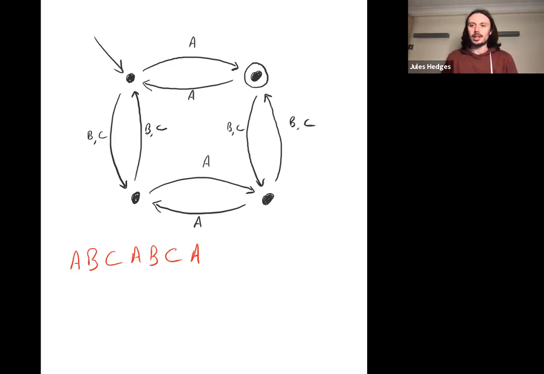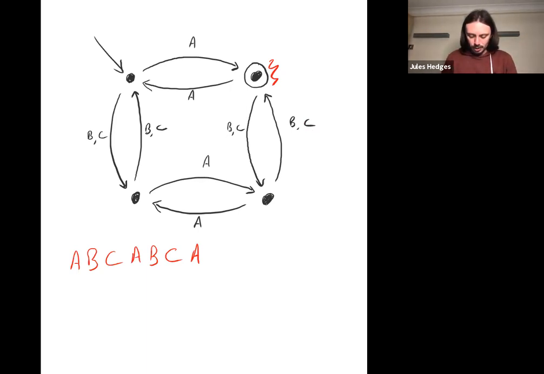And then we repeat. So the second letter is B. So we find the arrow out of the state that we're in, labeled by B, namely this one. And so we go to this state. Then we see the letter C. So we find the arrow out of that state labeled by C, namely this one, and we go back to this state. By the way, the arrows which are labeled with B, comma C are really a shorthand for 2 different arrows, one labeled by B and one labeled by C.